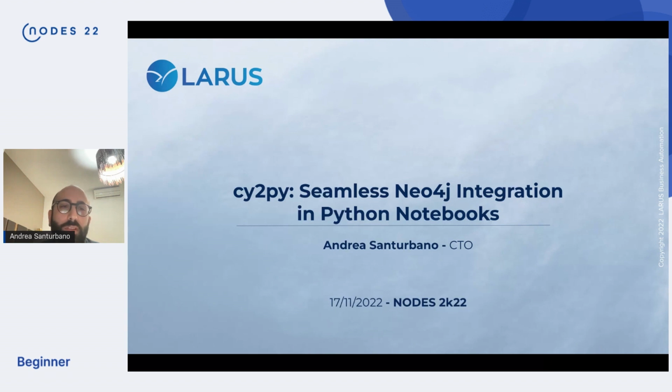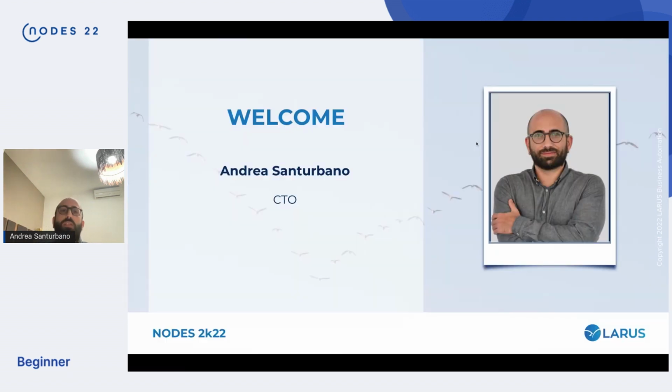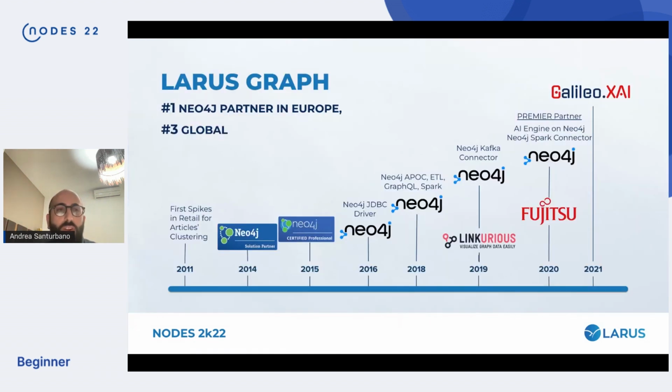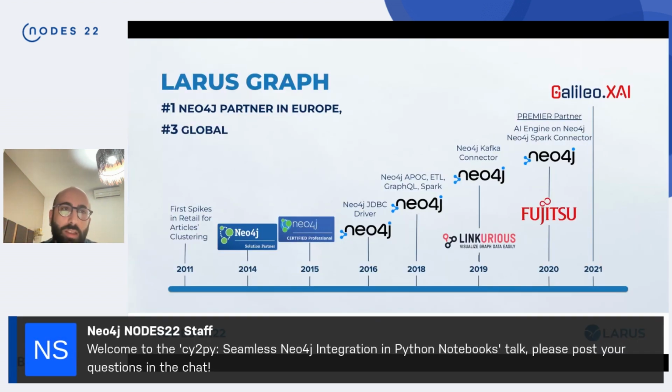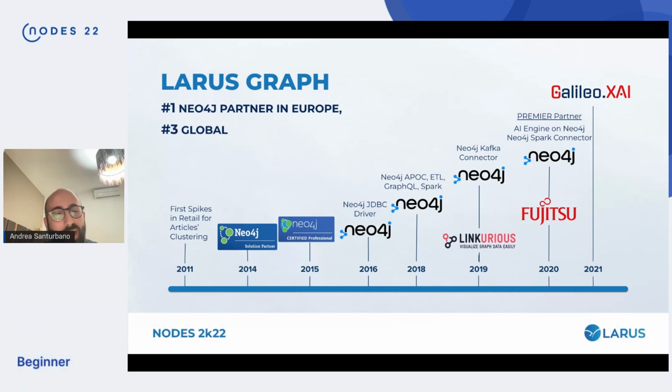Today we are here to talk about cy2py, which is a seamless Neo4j integration in Python notebooks. I'm Andrea Santurbano, CTO at Larus Business Automation, which is a Neo4j partner. We are the first partner in Europe and the third global. Our love story with Neo4j started in 2011 when we did the first spikes, and then in 2014 we became a solution partner.